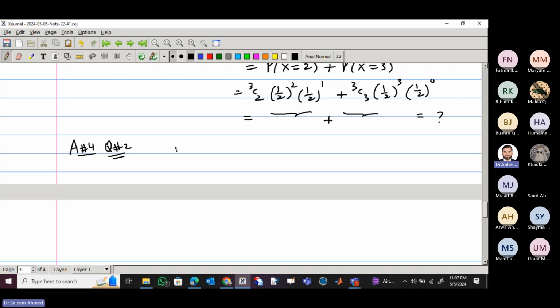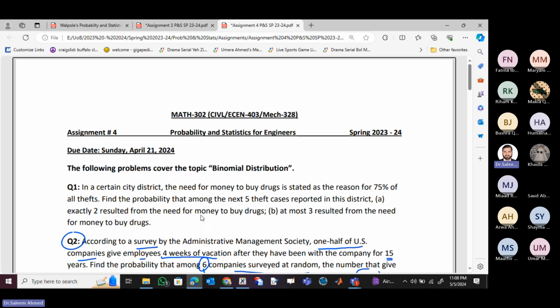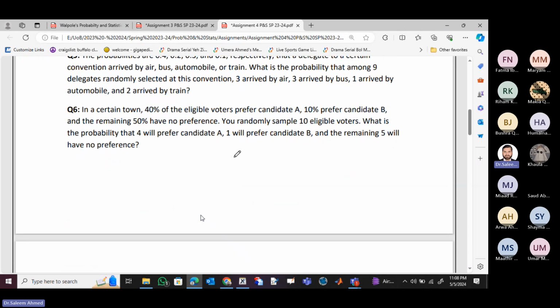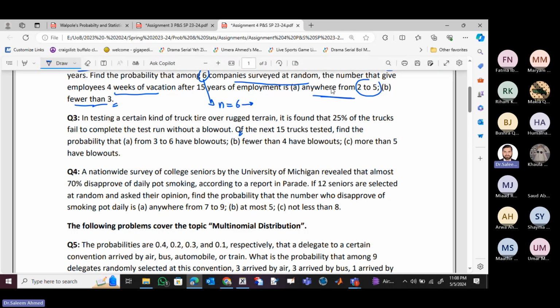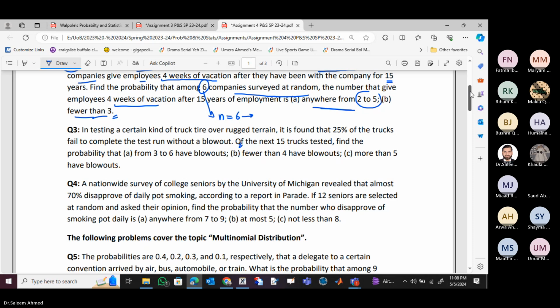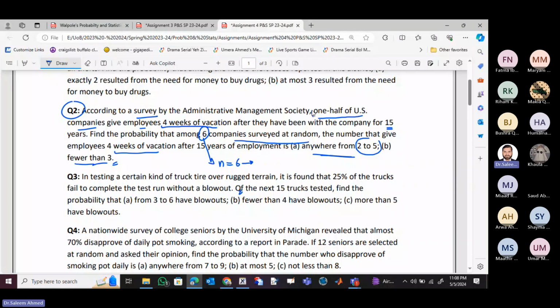So n was 6. But what is p here? What we are asking is the number of heads, the number of successes. So what is my success? Success is getting 4 weeks of vacation, right? How many companies give you 4 weeks of vacation? What is the probability of getting 4 weeks of vacation? They said half of the men. Half of the men get 4 weeks of vacation, right? You see here, one half of US companies give 4 weeks of vacation.